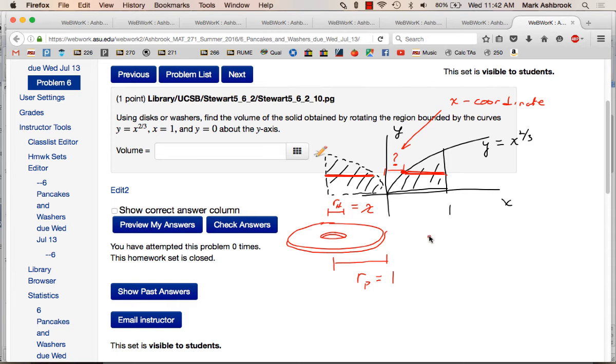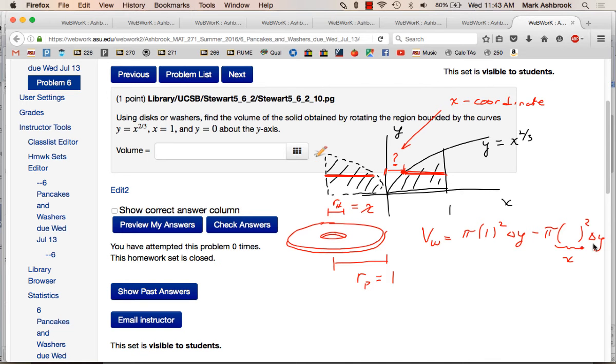Okay, so then the volume of our washer is pi times outer radius, 1 squared, h delta y, minus pi times inner radius, x, delta y. But we want to write that's x. Why is it not x to the 2/3? Because it's the x-coordinate. The distance from here to here is the x-coordinate. X to the 2/3 is the y-coordinate. X to the 2/3 equals y, you see?